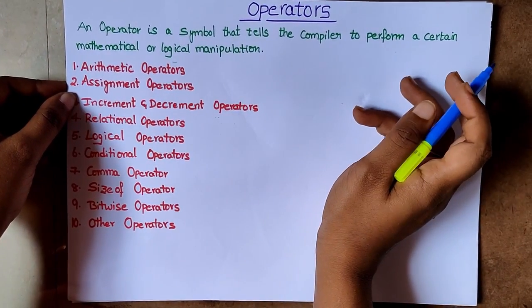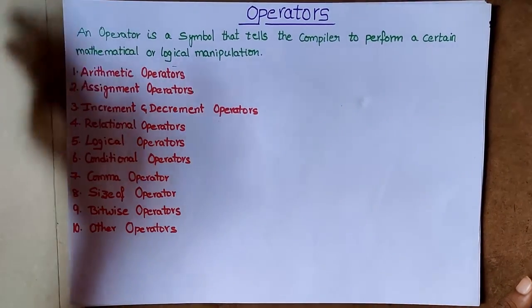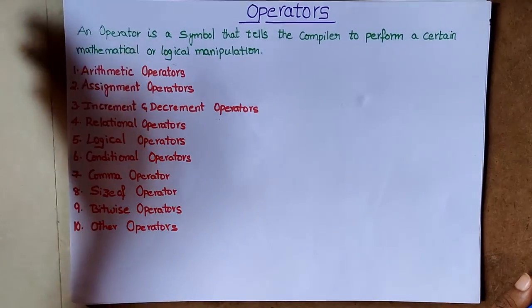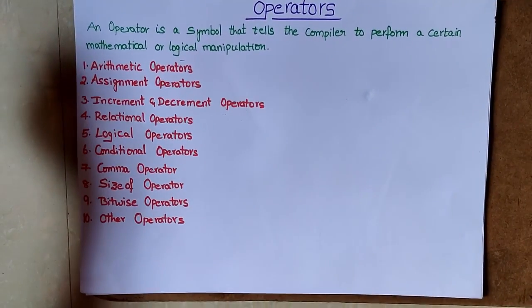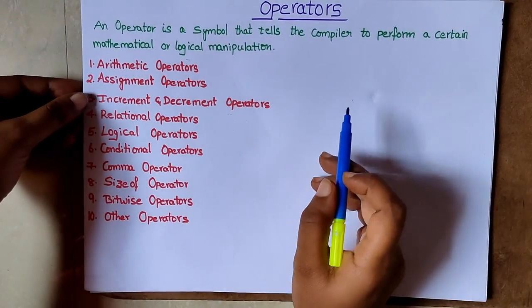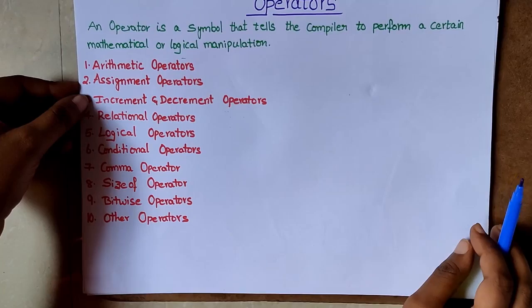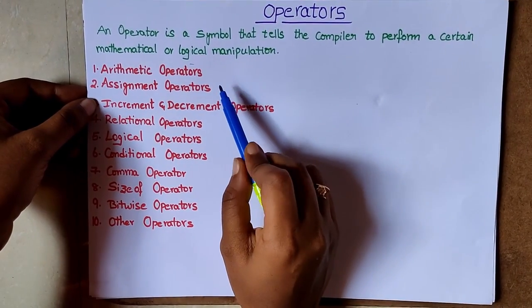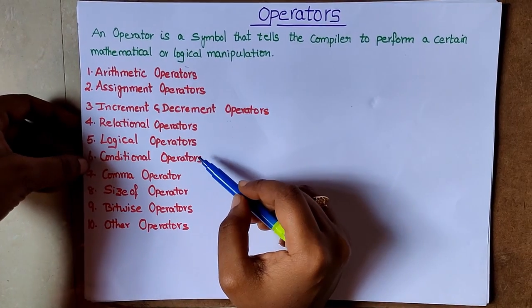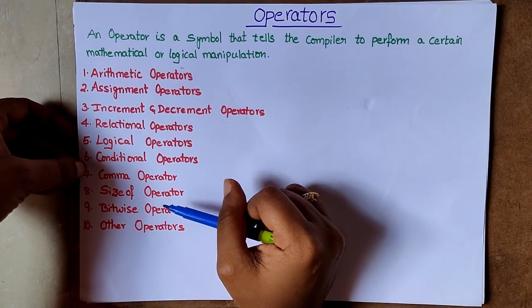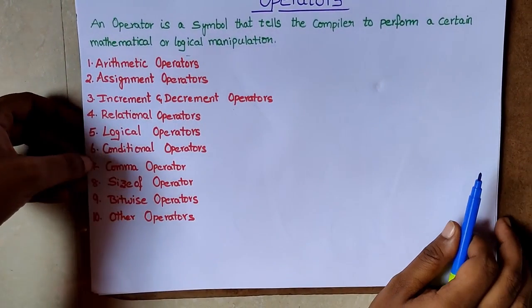What is an operator? An operator is a symbol used to do mathematical and logical manipulations, and only then can the compiler understand. In C there are a few kinds of operators. In this video we are going to see arithmetic, assignment, increment and decrement, relational, logical, conditional, comma operator, sizeof, bitwise and other kinds of operators.